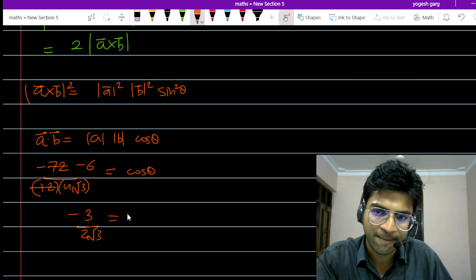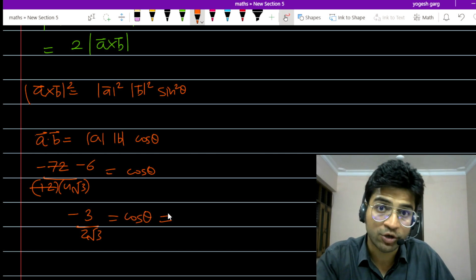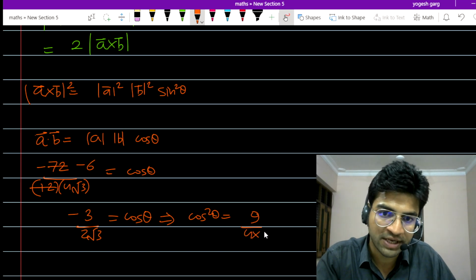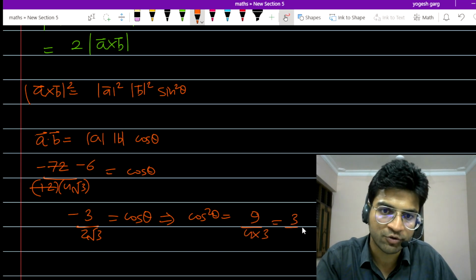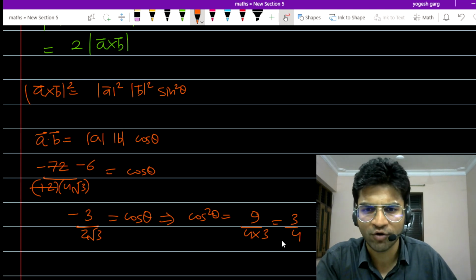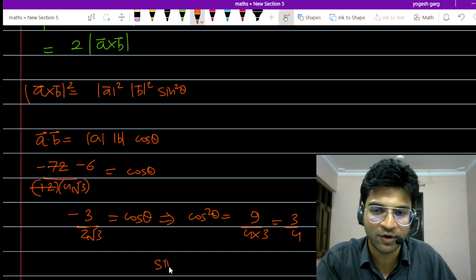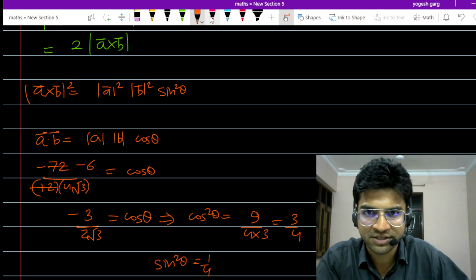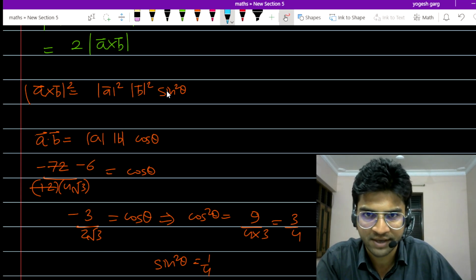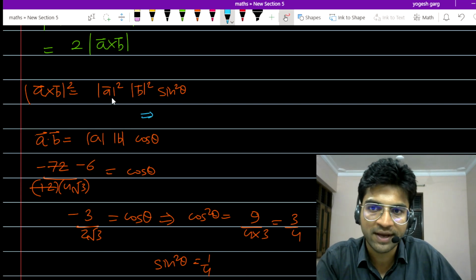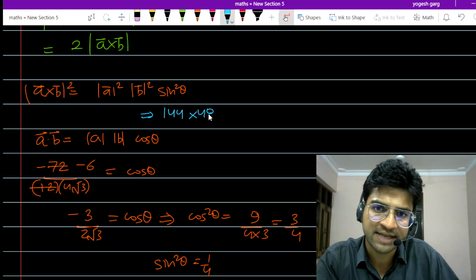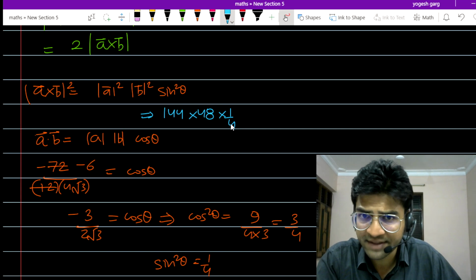This is cos theta. So cos square theta is equal to 9 by 4 into 3, and the complete expression will be equal to 3 by 4. Again, we are not interested in finding cos square theta. Sin square theta will be equal to 1 by 4. Now our work is complete. Just put the value of mod A square, mod B square, sin square theta over here. So mod A square is 12 square, 144, mod B square is 48, and sin square theta is 1 by 4. So simplify this.